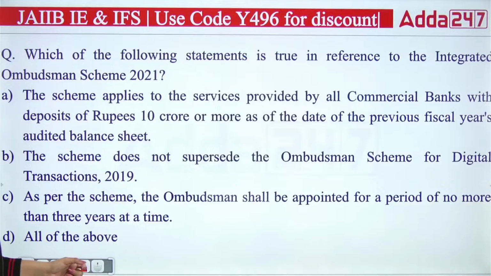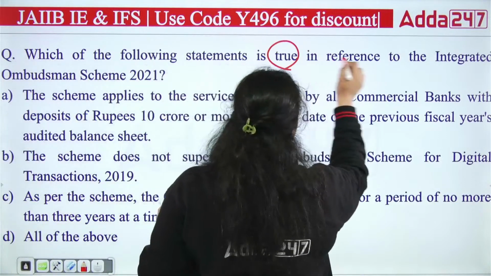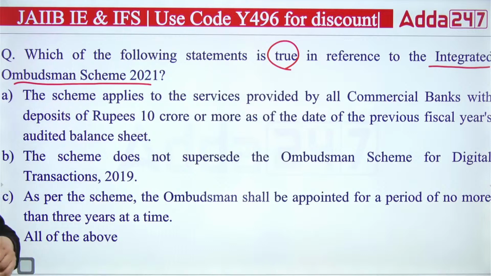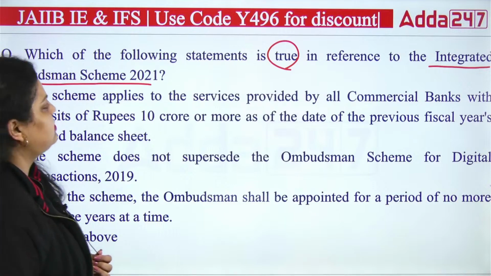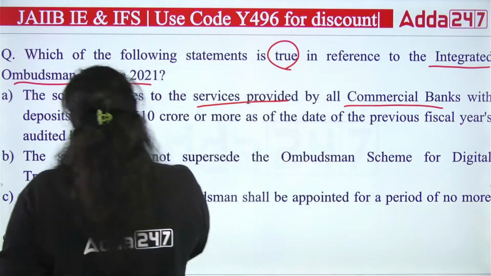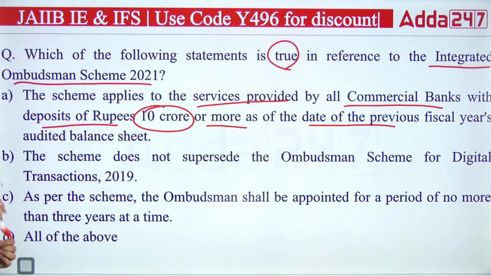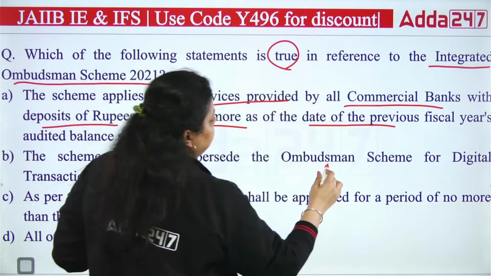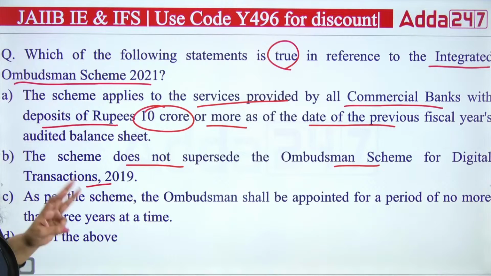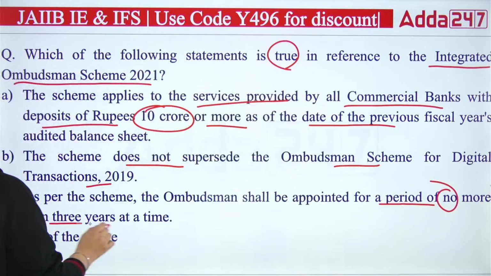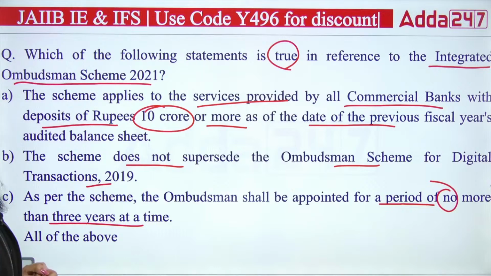Okay. Next we have here, which of the following statements is true in reference to the integrated ombudsman scheme? First says the scheme applies to the service provided by all commercial banks with deposits of rupees 10 crore or more as of the date of the previous fiscal year's audited balance sheet. Second, the scheme does not supersede the ombudsman scheme for digital transactions 2019. Third, as per the scheme, the ombudsman shall be appointed for a period of no more than 3 years at a time, and the fourth, all of the above. So you have to find out which statement is true about the integrated ombudsman scheme.